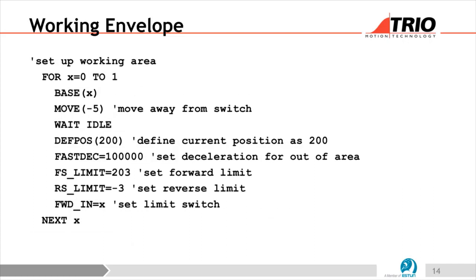It uses a for loop. So for axis 0 to 1, move -5, moving away from the switch. Then wait idle. Then it says def pos 200, so the position where it is right now is 200, right? Then you put a fast deceleration, setting the deceleration for out of area, and you also set the forward limit and the reverse limit.